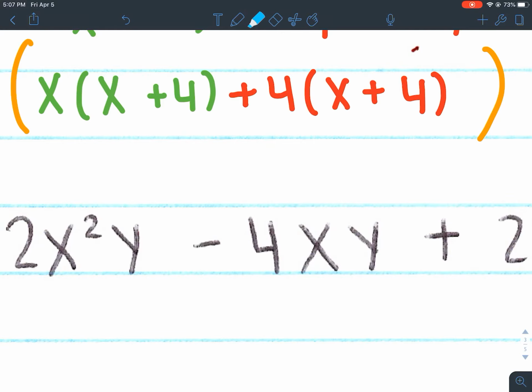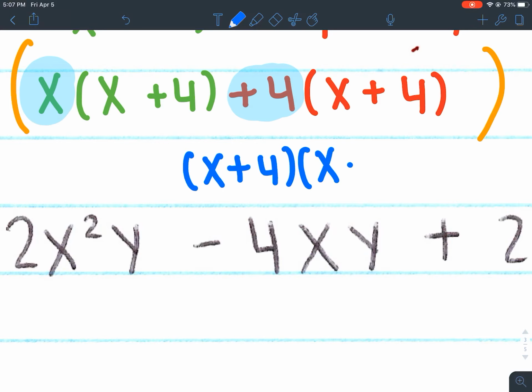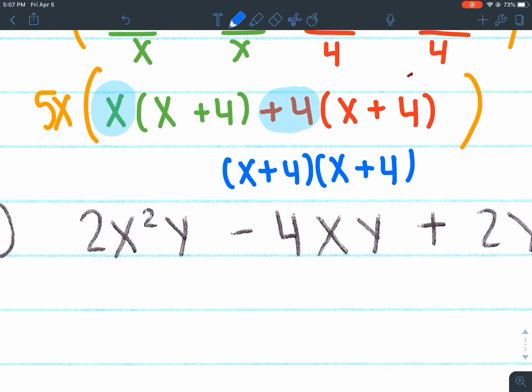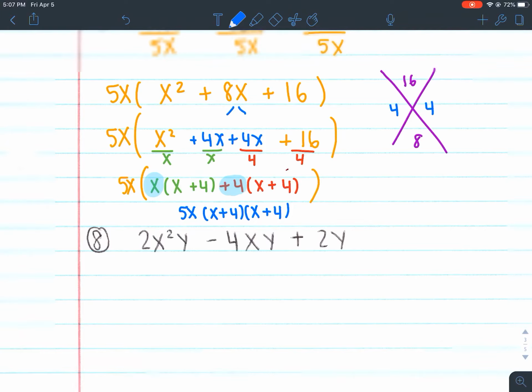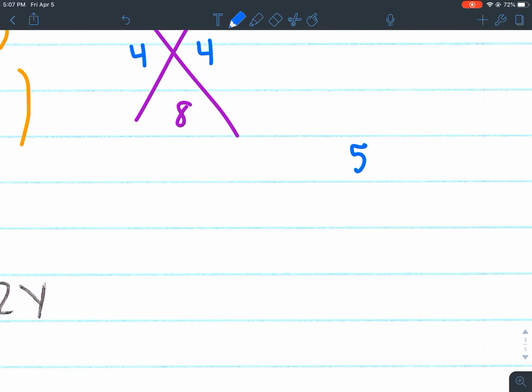So my first set of parentheses are going to come from these 2 guys, the combination of these 2 guys. That's going to be x plus 4. And then the other parentheses is what I have that's matching, right? So it's also x plus 4. And then don't forget about the 5x you have on the outside. Okay, now what do you notice about what's in your parentheses? They're exactly the same.